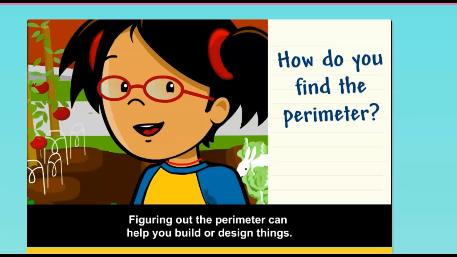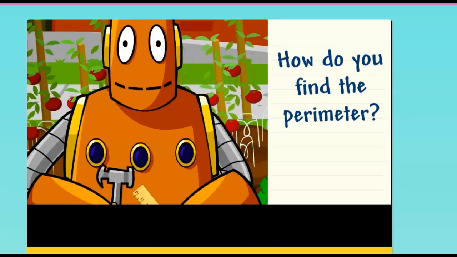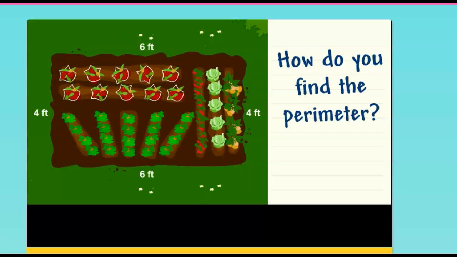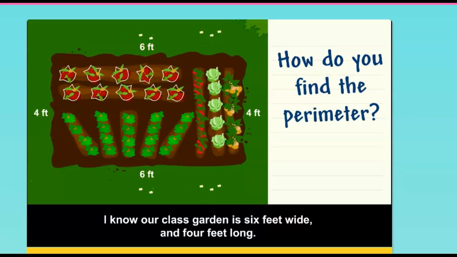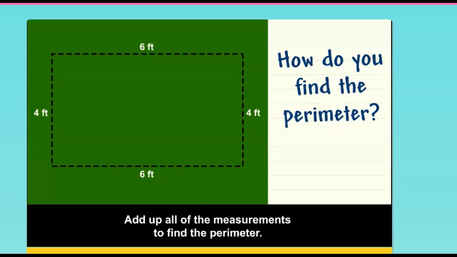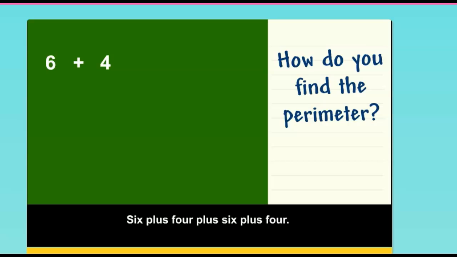Figuring out the perimeter can help you build or design things. We want to build a fence that goes around our class garden. What's the perimeter of the garden? I know our class garden is 6 feet wide and 4 feet long. Add up all of the measurements to find the perimeter. 6 plus 4 plus 6 plus 4.